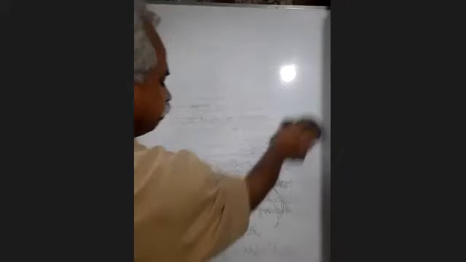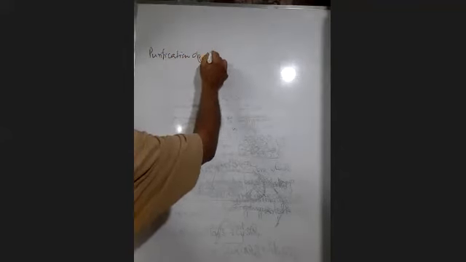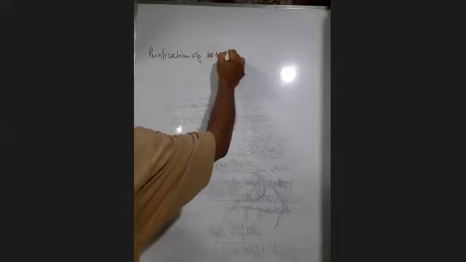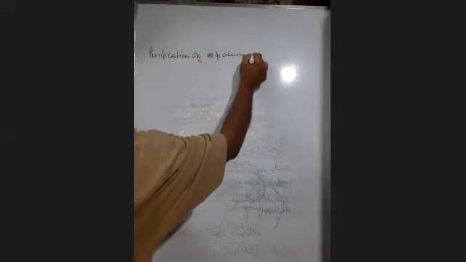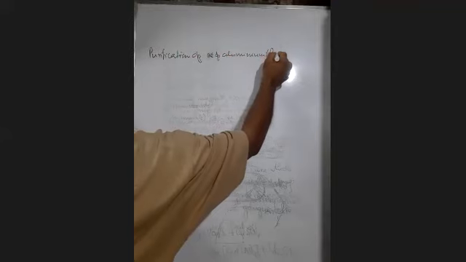So I'm done writing. Okay, now we'll do an example. Purification of ore of aluminium. Within bracket you write here bauxite.